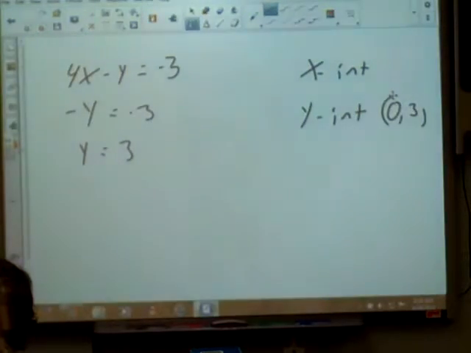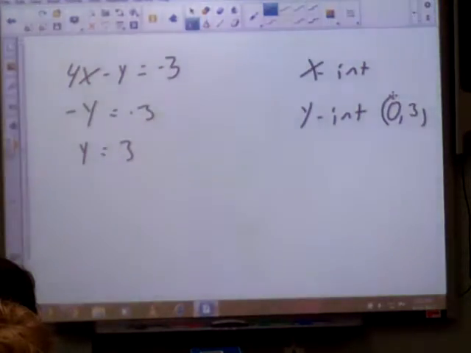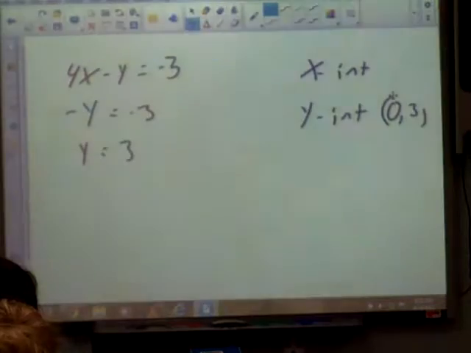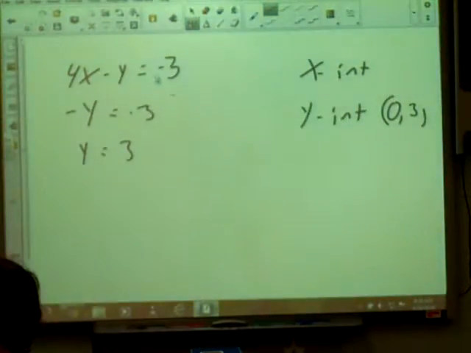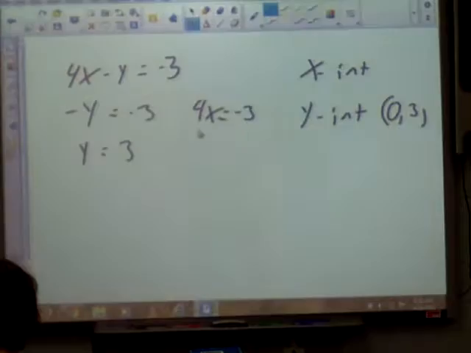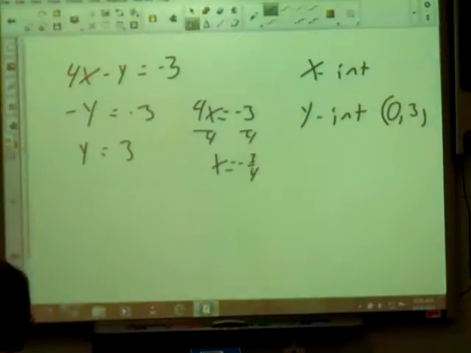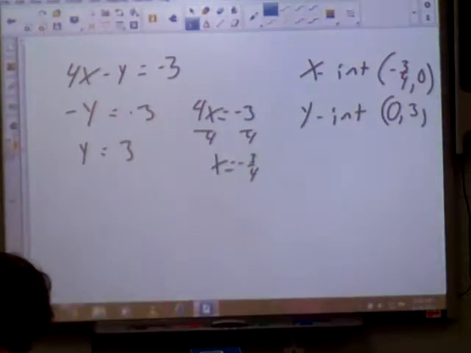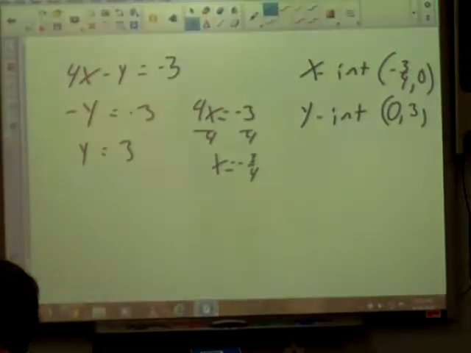Okay. You may have run into a little bit of a dilemma if you're unsure of yourself. Fractions always make it even worse. So you're going to get a fraction or a decimal for your x-intercept. If I put a 0 in for the y, that just left you with 4x equals negative 3, which means x is negative 3/4. How'd you do?